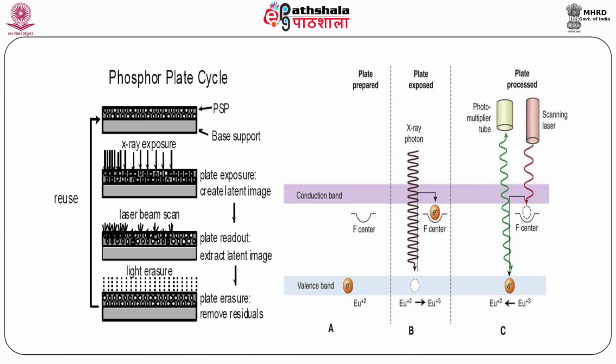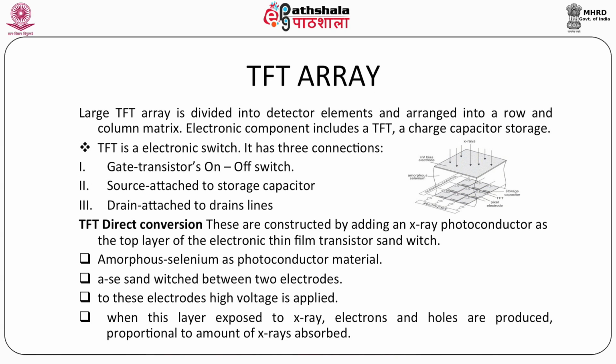So, billions of electrons are trapped in the F centers or trapped energy levels. As you can see in this figure, the electron has been excited from the valence band to the conduction band, and after exposure it remains trapped. Now, how are these trapped electrons converted, that means, how is the latent image converted into a digital image? It has mechanical features, optical features and computer control, as in the IP scanner shown in the figure.